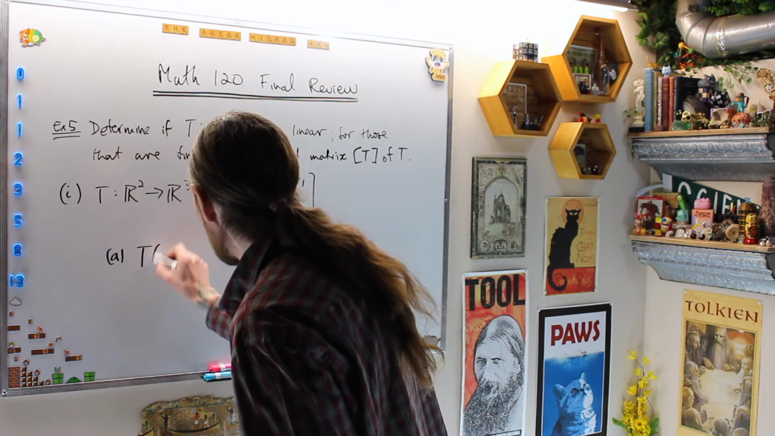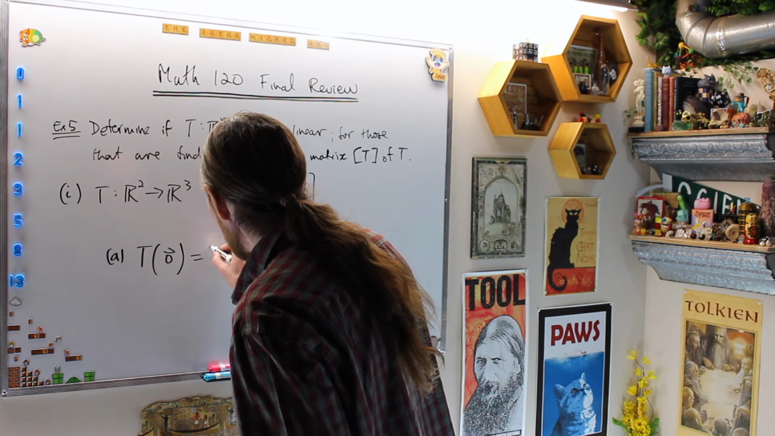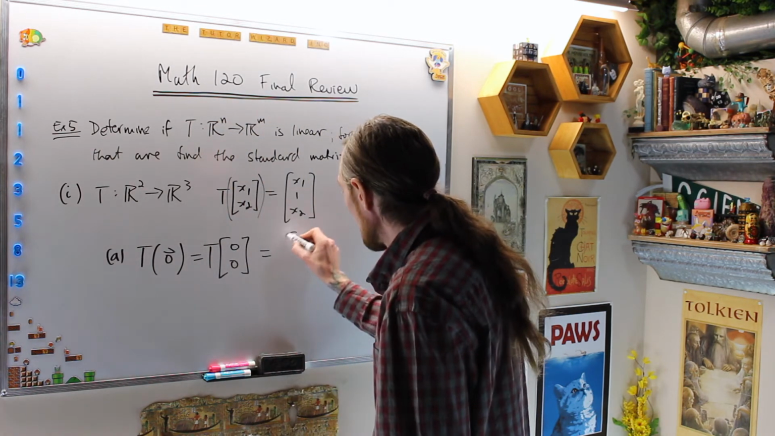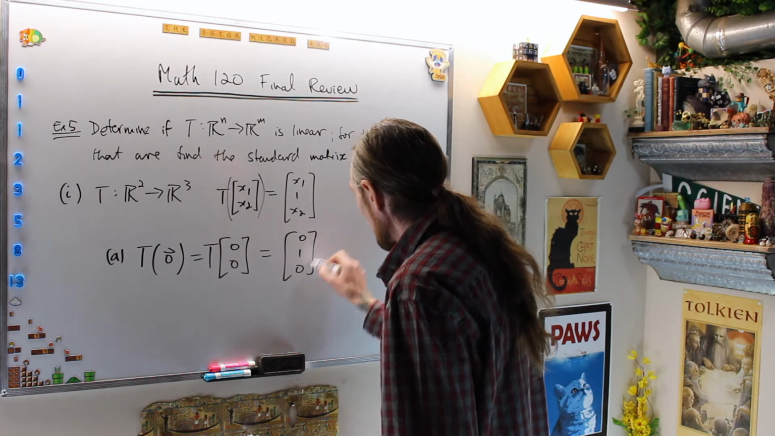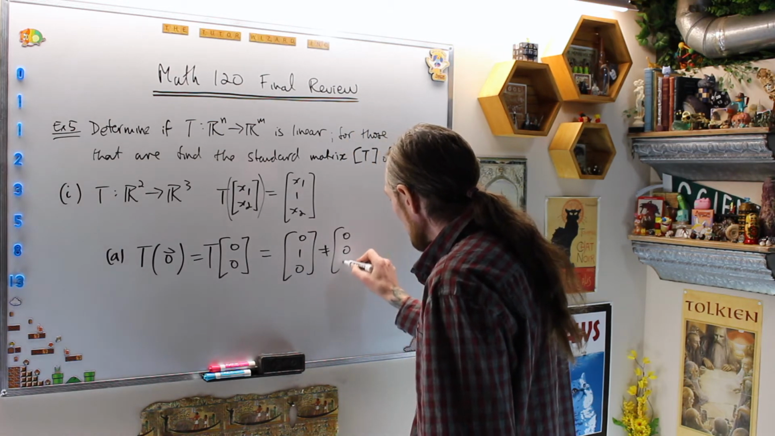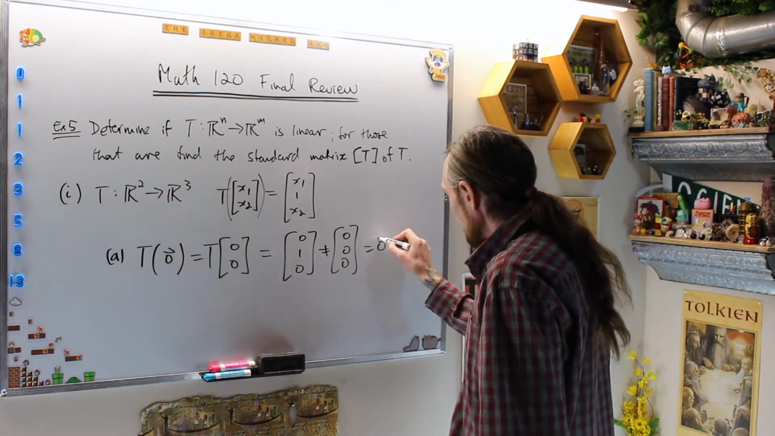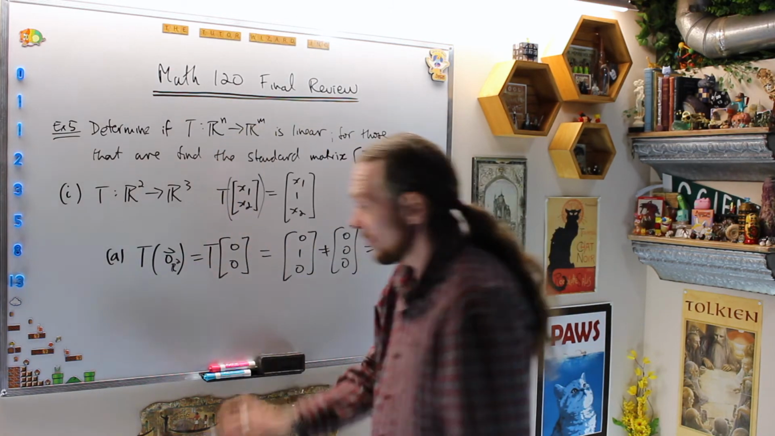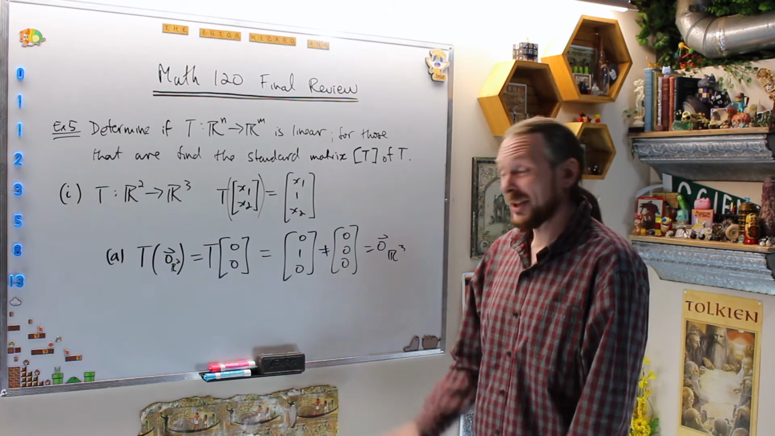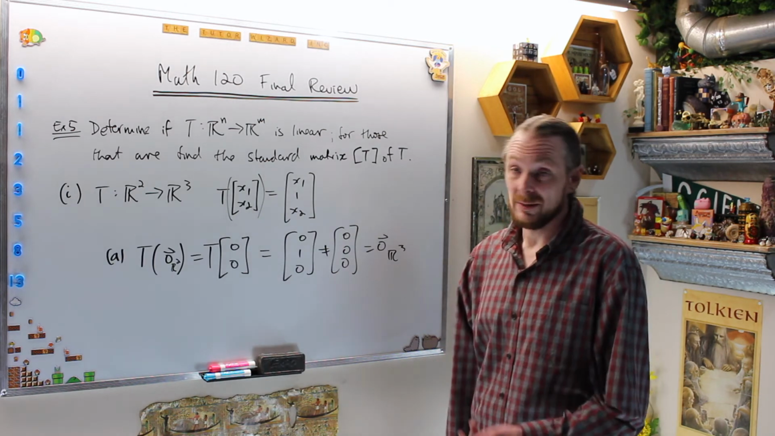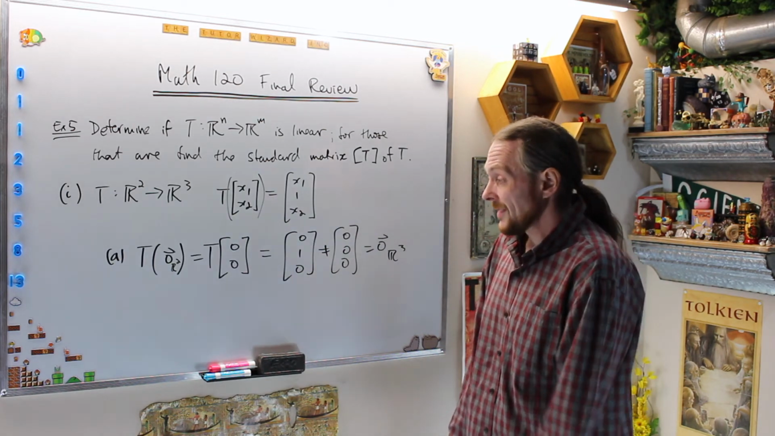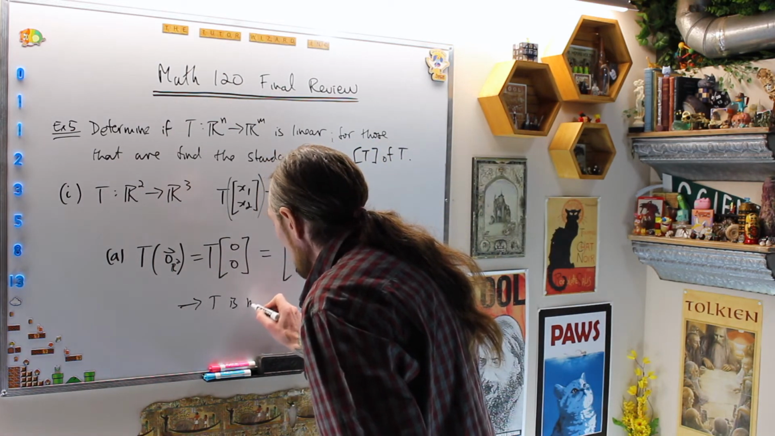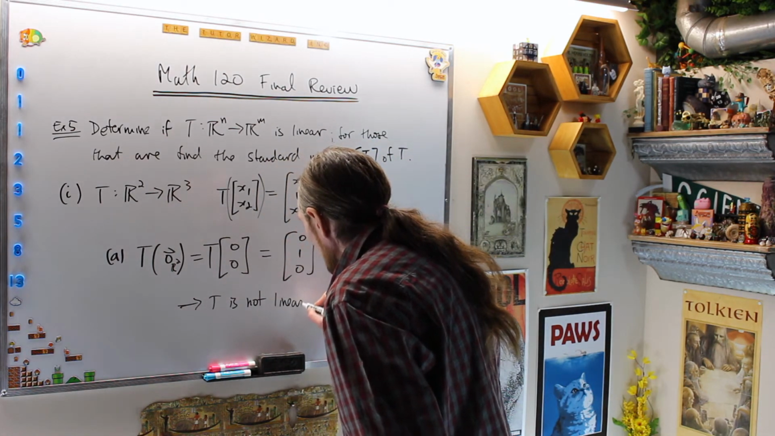So T of 0 is equal to T of (0, 0), which is equal to (0, 1, 0), which does not equal (0, 0, 0), which is the 0 in R3. Remember, this is the 0 in R2, is what they're talking about. It's different when you're in different dimensions or different vector spaces, which are abstract. What does that say? 0 didn't map to 0, so T is not linear.